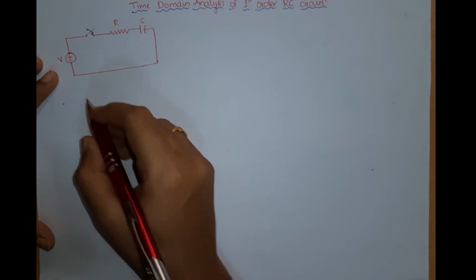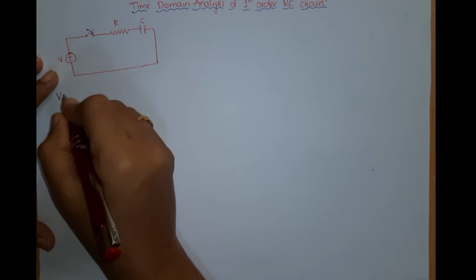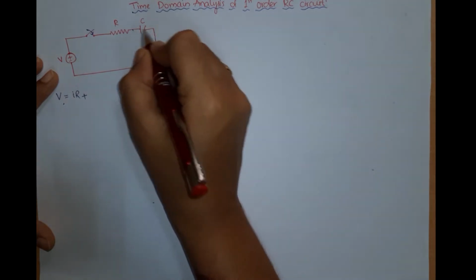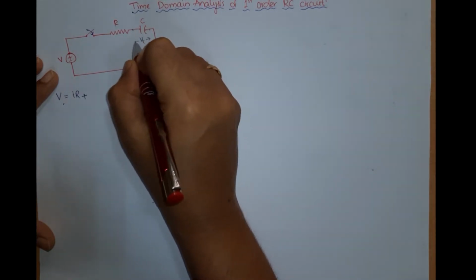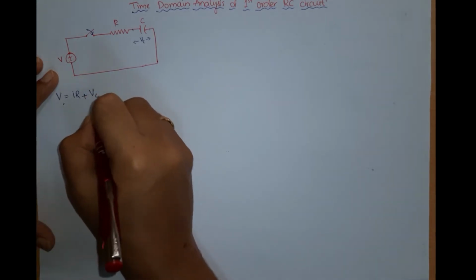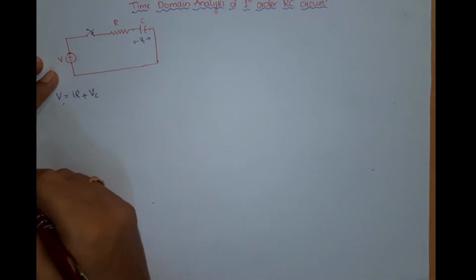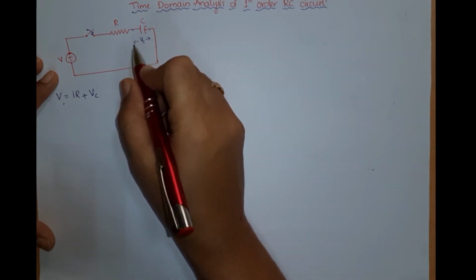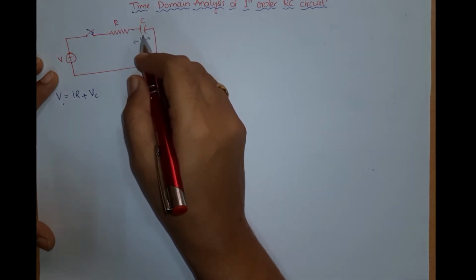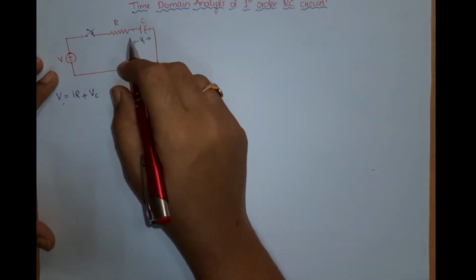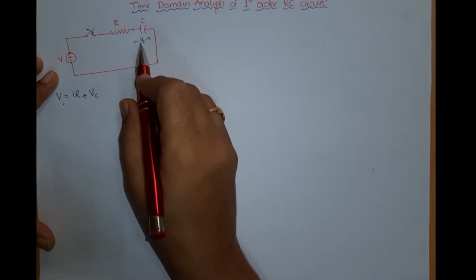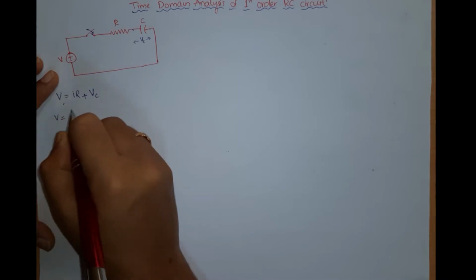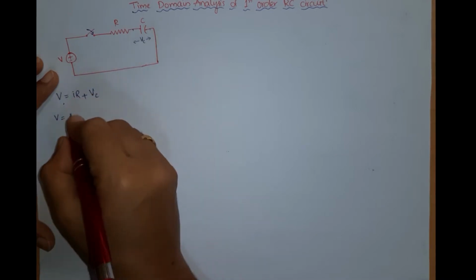So now writing the equation for the circuit, we get the supply source V equals IR plus, let me take the voltage across this capacitor as VC, plus VC. Why? Because with respect to time, the voltage across the capacitor changes. I want to study this circuit with respect to time, so I have taken the voltage across the capacitor as VC.